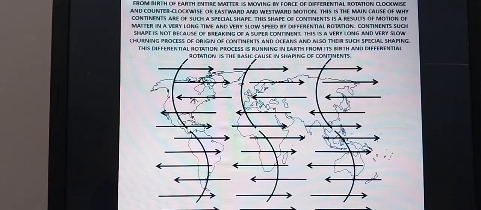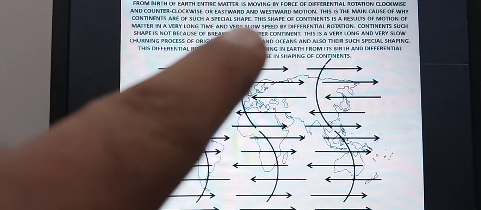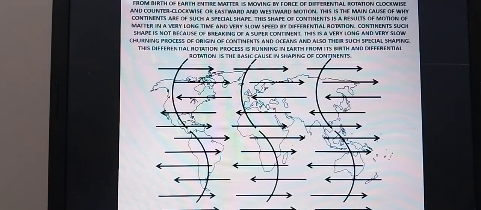So this S-type shape, note carefully the S-type shape, clearly indicates that from the birth of the Earth, entire matter is moving by the force of differential rotation, clockwise and counterclockwise, or eastward and westward motion. This is the main cause of why continents are of such a special shape. This shape of continents is a result of motion of matter over a very long time and a very slow speed of differential rotation. Continents' such shape is not because of breaking of a supercontinent.